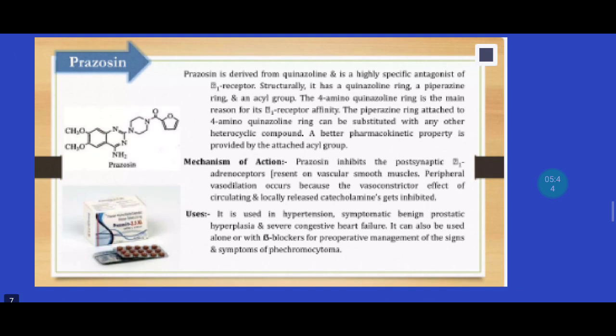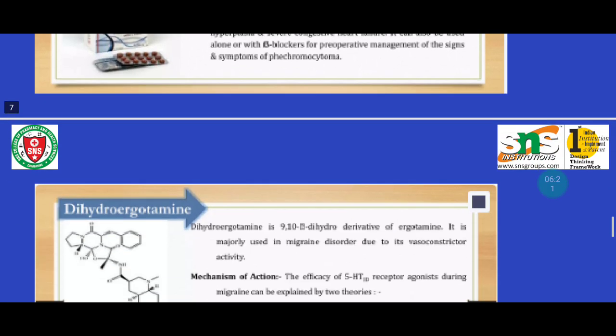Next, moving to the prazosin structure. Prazosin is a derivative of quinazoline and is a highly effective antagonist of the alpha-1 receptor. It inhibits the postsynaptic alpha-1 adrenoceptors. Peripheral vasodilation occurs because the vasoconstrictor effect of circulating and locally released catecholamines is inhibited. It is used in hypertension, symptomatic benign prostatic hyperplasia and severe congestive heart failure. It is also used alone or with beta blockers for preoperative management of the signs and symptoms of pheochromocytoma.